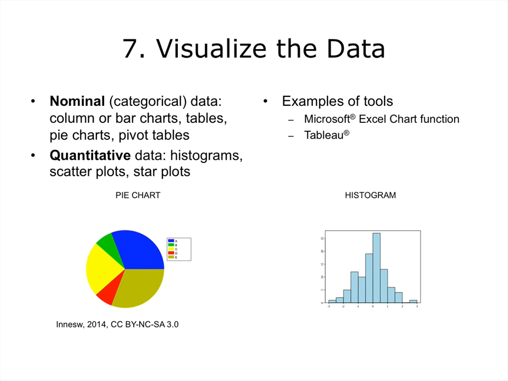Choose a visualization that is appropriate for the type of data. For example, categorical data can be represented with column or bar charts, tables, and pivot tables, while quantitative data can be shown with histograms and a wide variety of other types of graphics, such as scatter plots and star plots. Some common tools are Tableau and Microsoft Excel chart function.